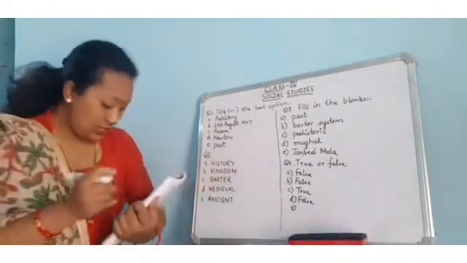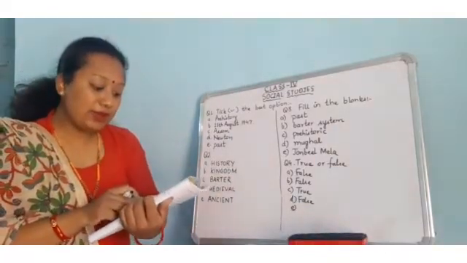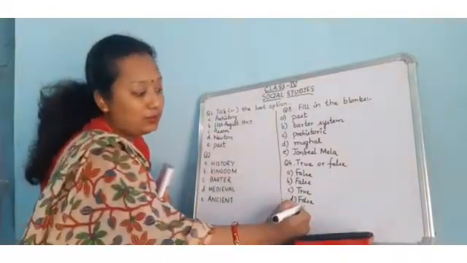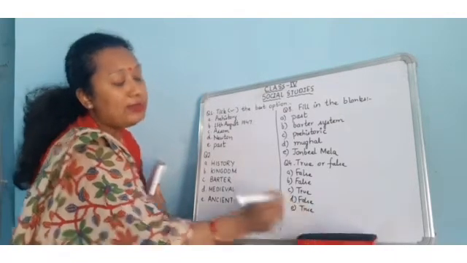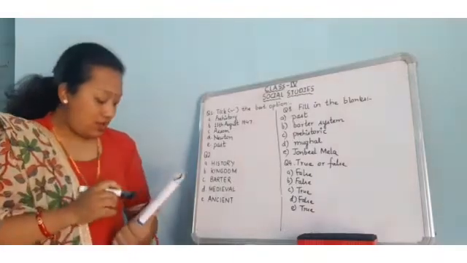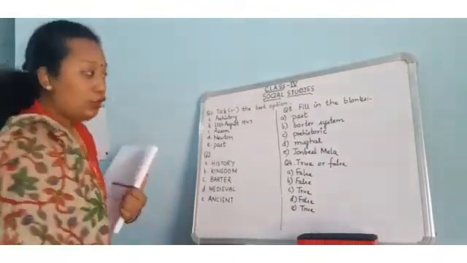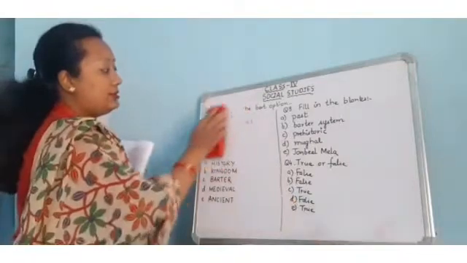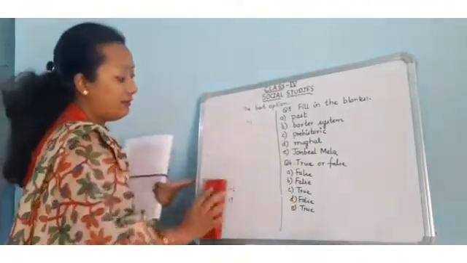Number E is, the barter system was practiced before money was invented. Yes, true. When money was not invented, only barter system was practiced. Now, the last question is match the column. So, let's do question number 5 here.